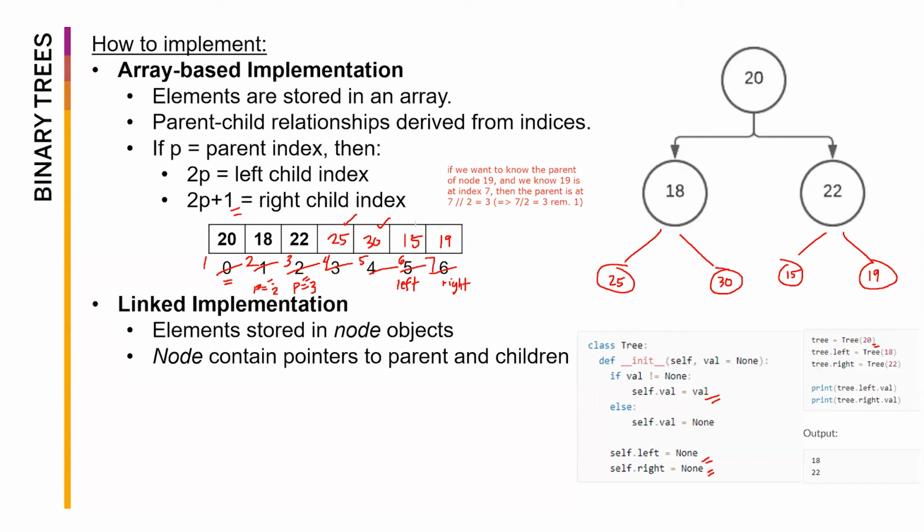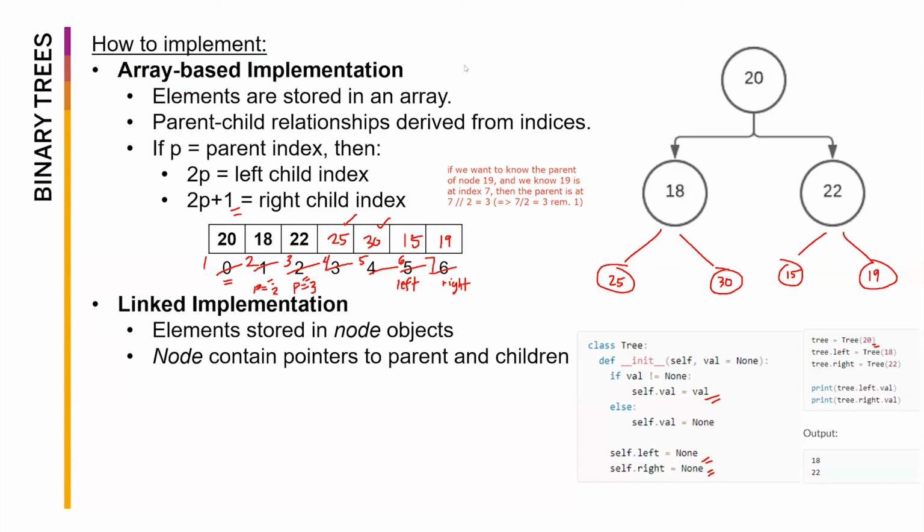You can also do it via linked implementation. You can store it in an object tree and define the left and right nodes of that specific subtree. This is what I explained earlier on in the first half of this lecture. Any questions so far? None. So I want you to remember at least this part, the array-based implementation.